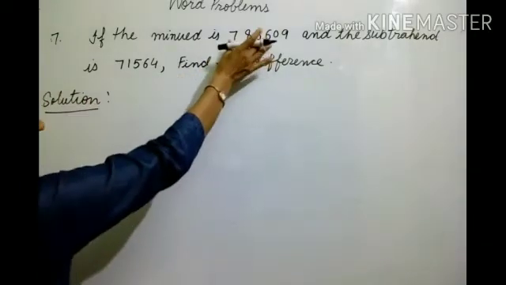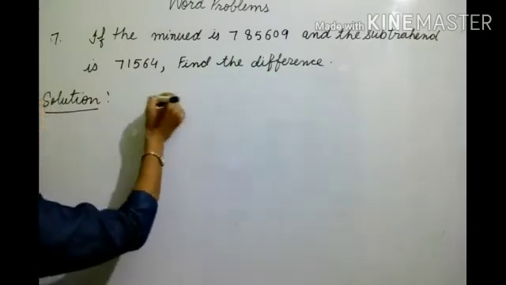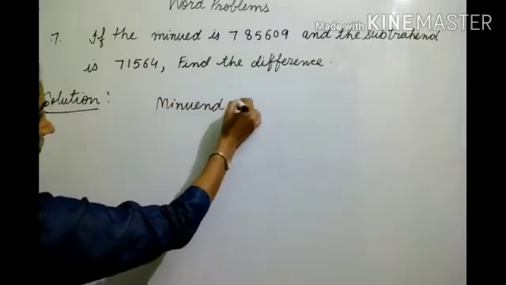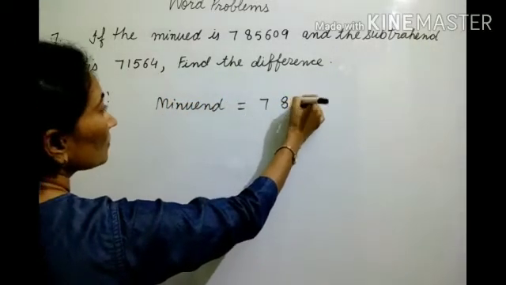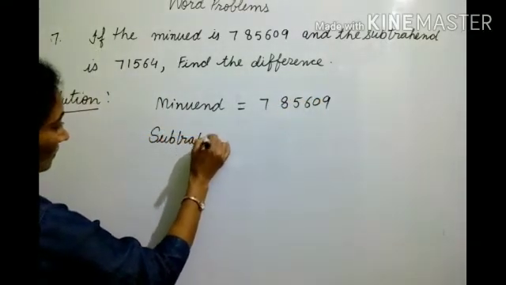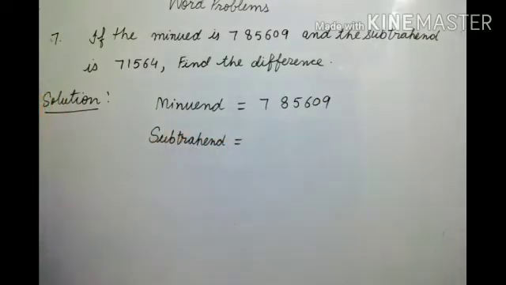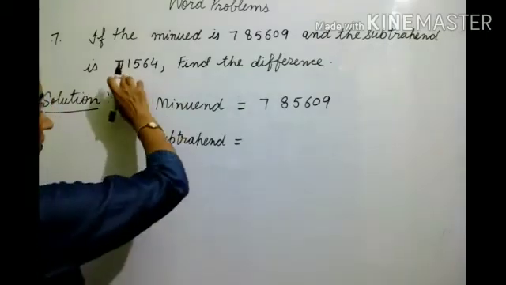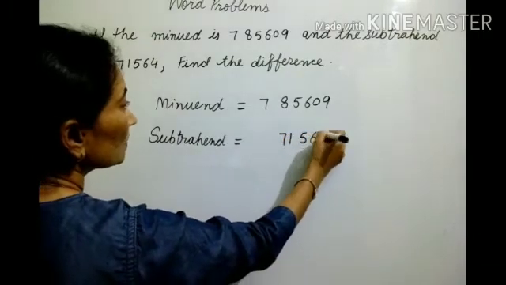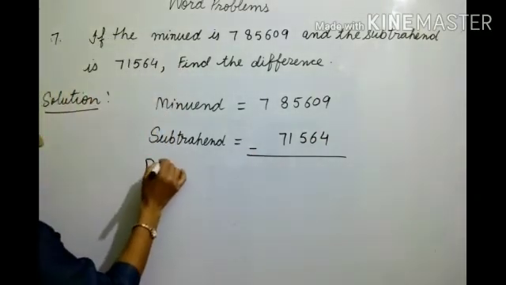We know that minuend minus subtrahend, then we will get the difference. So let us start. First write the minuend, that is 7,85,609. Subtrahend, as it is a statement question, you will make the statement also, means important words you will write to show in our question what is given, what you have to find. That is 71,564. Now after subtracting we will get the difference.